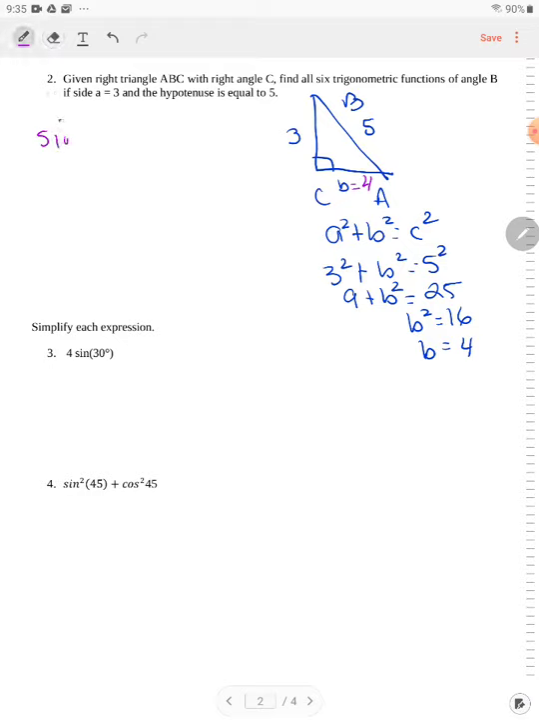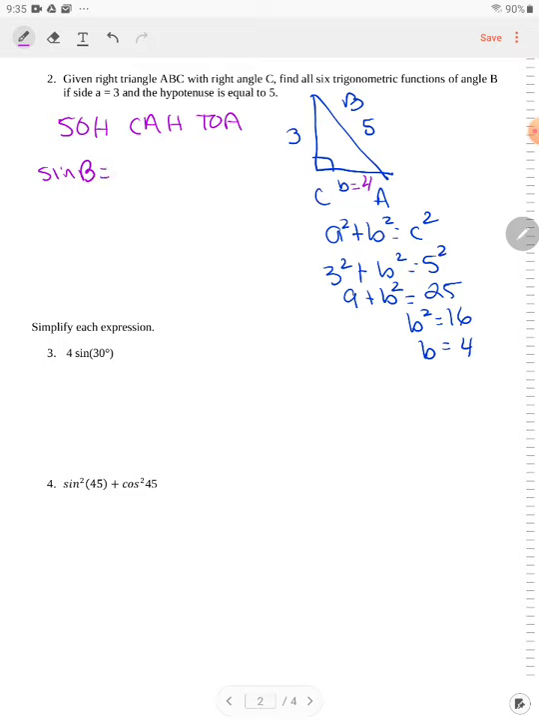So sine of theta. Okay, so let's write our acronym down there first. So I know it's SOHCAHTOA. So using my acronym, sine of theta, in this case, theta is B. So let's say sine of B is equal to the opposite. Now let me show you what happens.